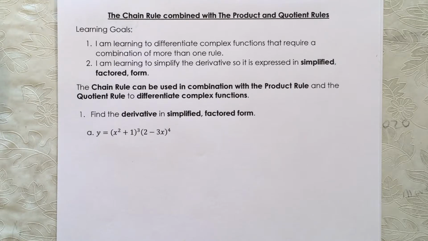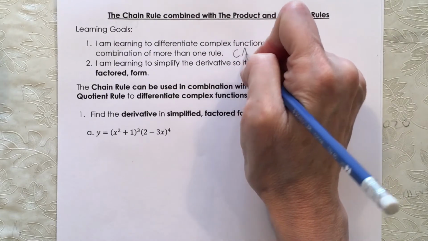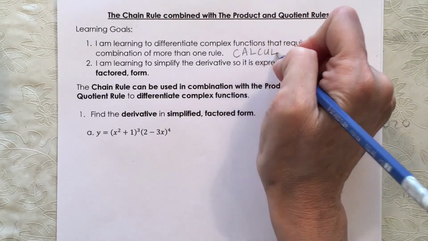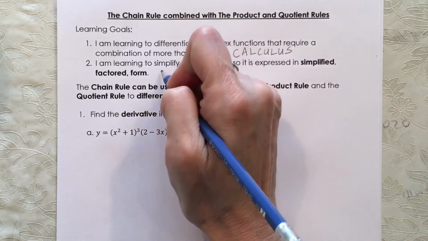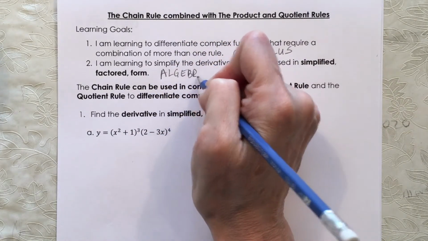So our learning goals are learning to differentiate complex functions that require a combination of more than one rule. And we're also learning to simplify the derivative so it's expressed in simplified factored form. So this first part is going to be the calculus, and the second part is algebra. And they're kind of equally important here.